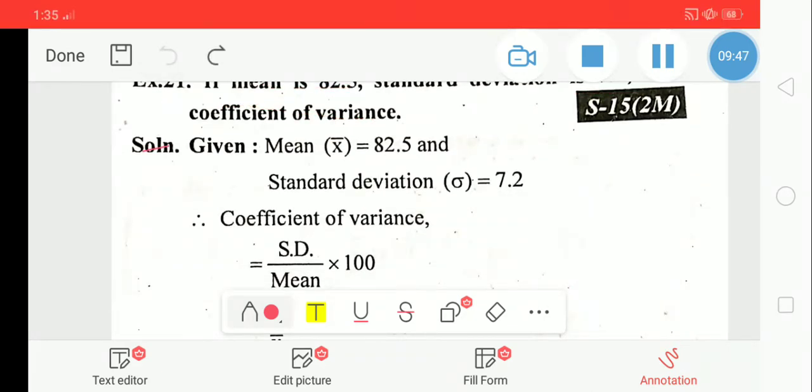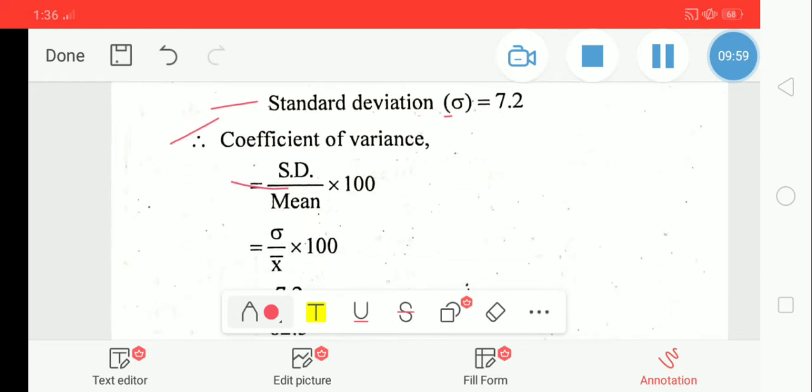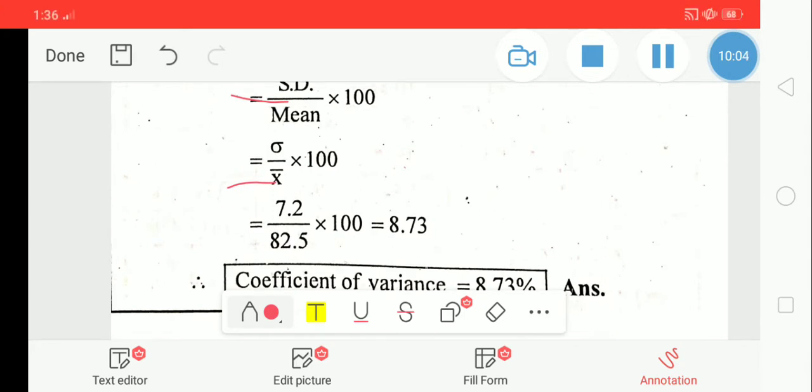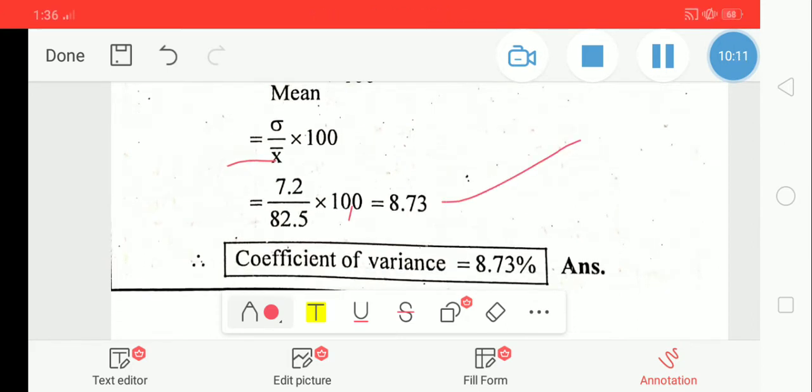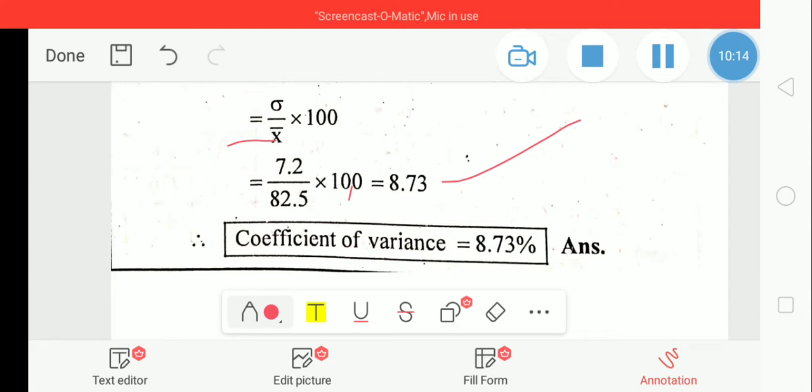Given that mean, x bar, is equal to 82.5 and standard deviation sigma is equal to 7.2. Coefficient of variance is standard deviation divided by mean multiplied by 100, so sigma divided by x bar multiplied by 100. So 7.2 divided by 82.5 multiplied by 100 gives 8.73. So the coefficient of variance is 8.73%.